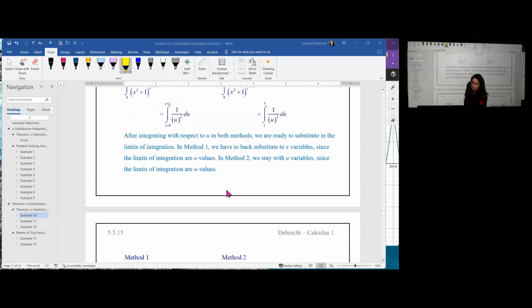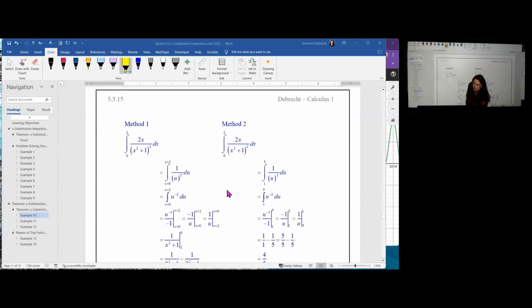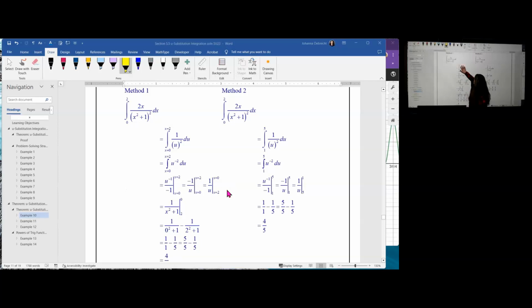Once we have this, we go ahead and integrate with respect to u. In this case, in order to integrate this, I'm going to rewrite it as u to the negative 2 power du.